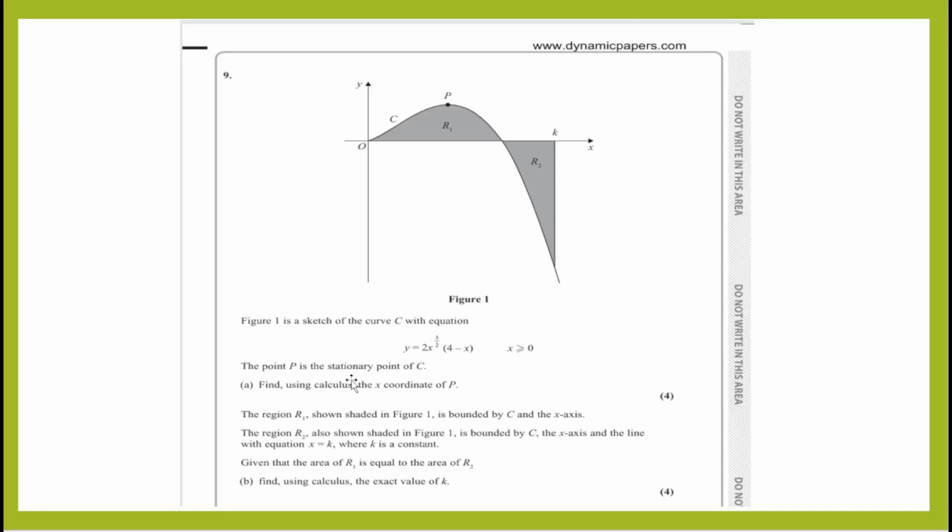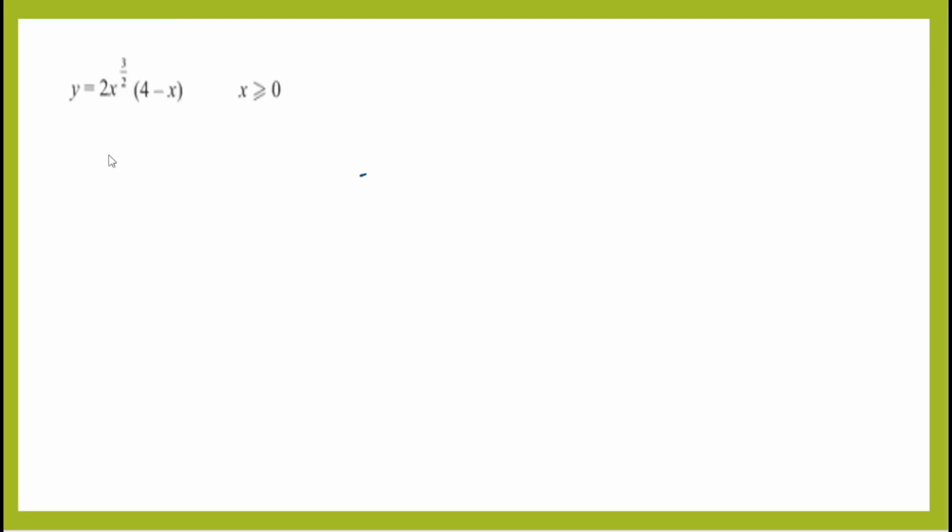This figure shows the sketch of a curve C with equation y equals 2x to the power 3 by 2 times (4 minus x). And P is a stationary point of C. And we have to calculate the x coordinate of P. Now since the stationary points are given by dy by dx equals 0, first of all let us try to find out dy by dx.